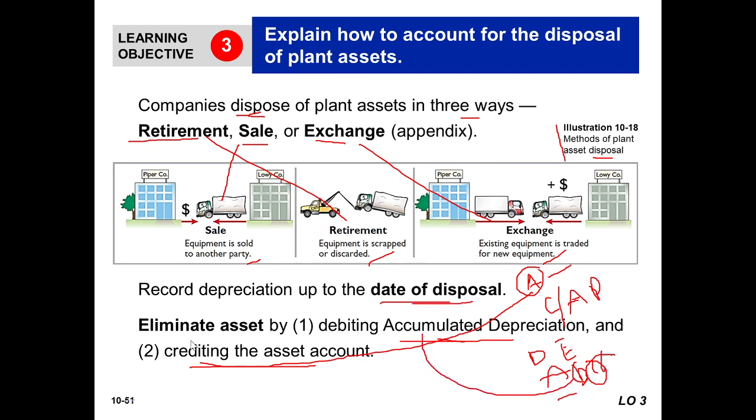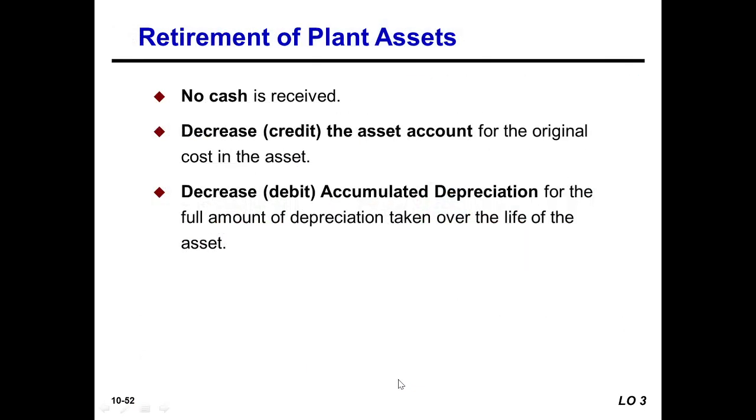So here eliminating the asset means that when we dispose of the asset, when we reduce our asset, we debit accumulated depreciation and credit the asset account. I think everybody is clear. Move to the next slide.